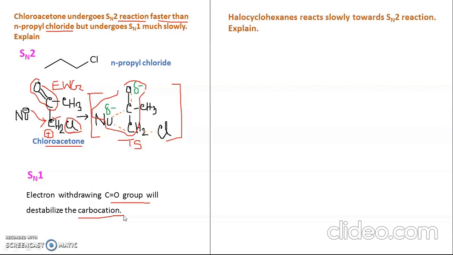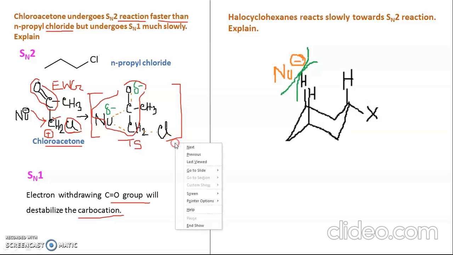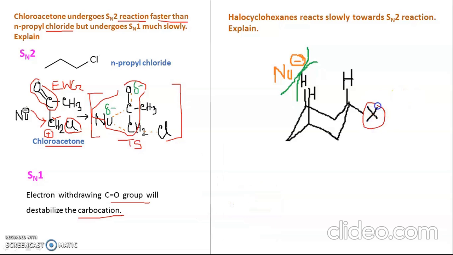Come to the fourth problem. Halocyclohexane reacts slowly towards SN1 reaction. Now halocyclohexane means just imagine the structure of cyclohexane, and one of the hydrogens of CH2, if it is replaced by any halogen, then this is halocyclohexane. So this is our halo group. Now see, this is equatorial, isn't it? But halocyclohexane, if you draw, this is the general structure.